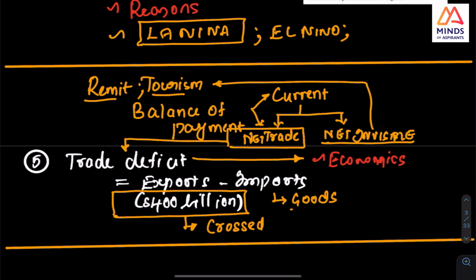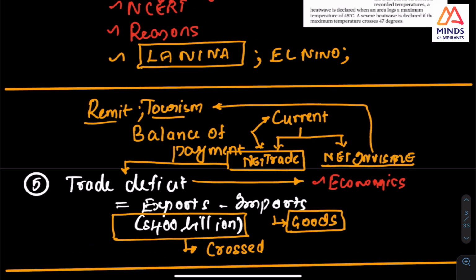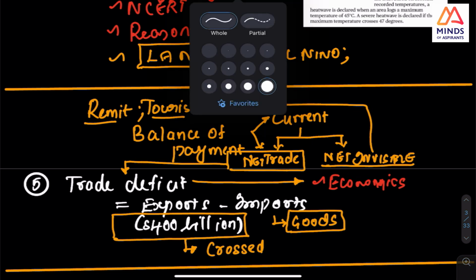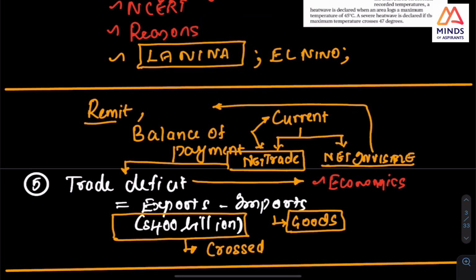One more important key difference you should know is that in net trade, goods come, and in net invisibles, services come. So tourism is a service. So this is the point. Look at this very clearly: tourism is a service provided. So net invisibles contain services. So these are the distinctions.